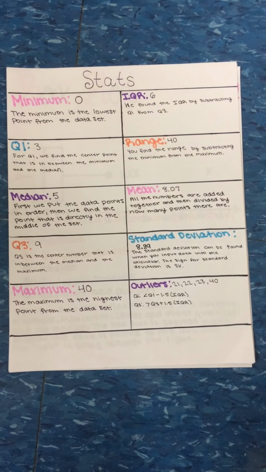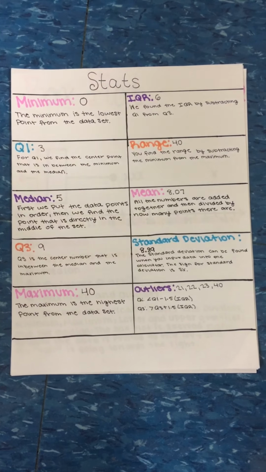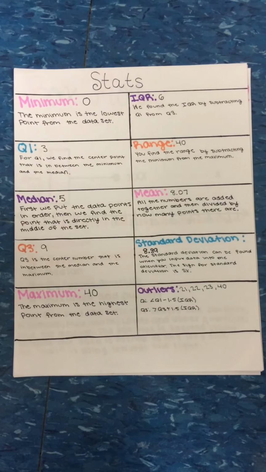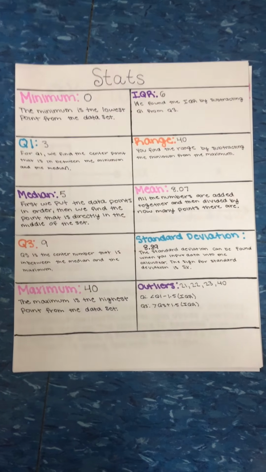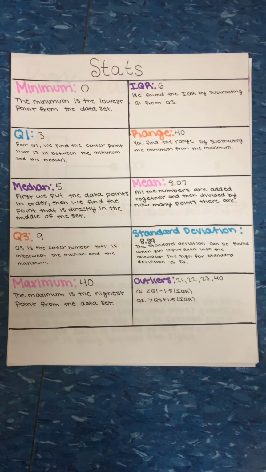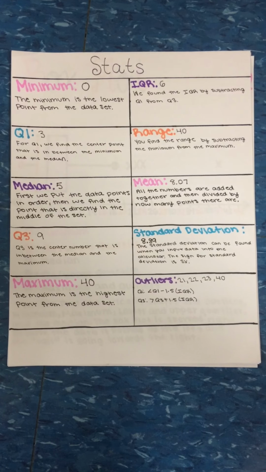These are our statistics. We calculated the minimum, which is 0. The minimum is the lowest point from the data set. The Q1 is 3. For Q1, we find the center point that is in between the minimum and the median. The median is 5. First, we put the data points in order, then we find the point that is directly in the middle of the set.